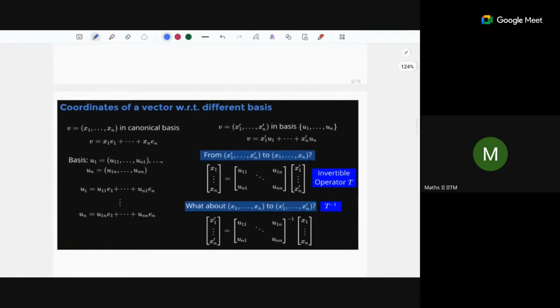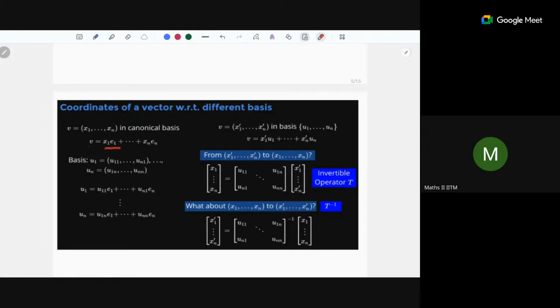Right. Suppose we want to find out the coordinates of a vector with respect to a different basis. Suppose you have a vector given with respect to the canonical basis. Usually, we write vectors with respect to the canonical basis, so you will have this representation, this vector's coordinates given.